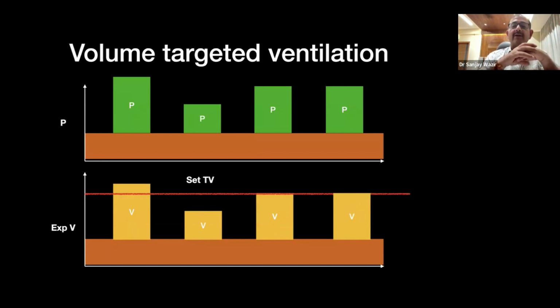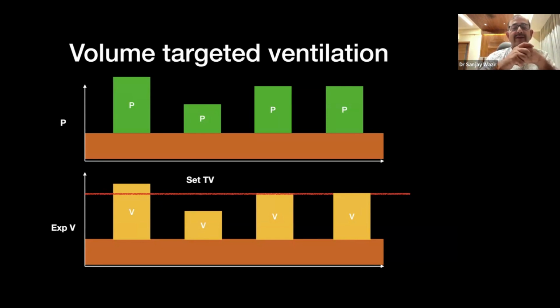That is how you would look at volume limited, but there is something called volume targeted ventilation, which works on an algorithm defined by each ventilator. You set a target volume. For example, a Dräger ventilator has PSV with volume guarantee, and most of these ventilators have a targeted tidal volume. So you set a target tidal volume.